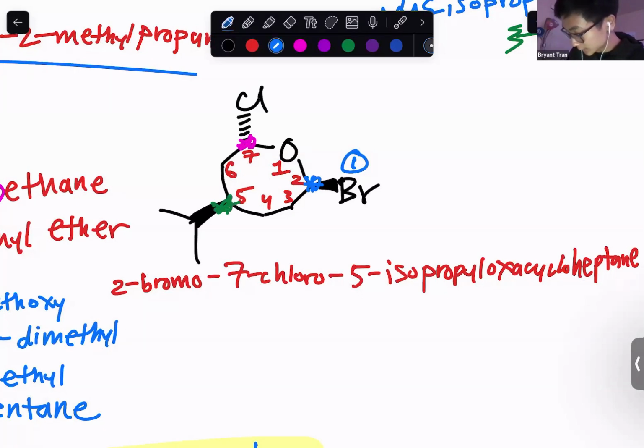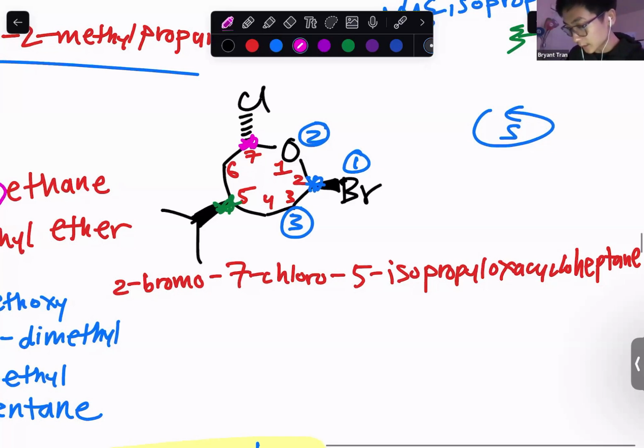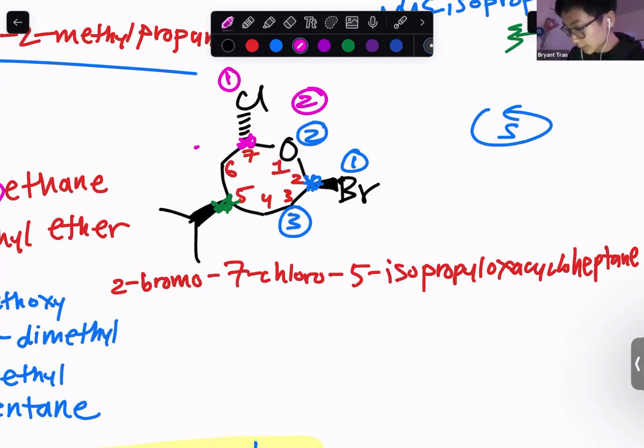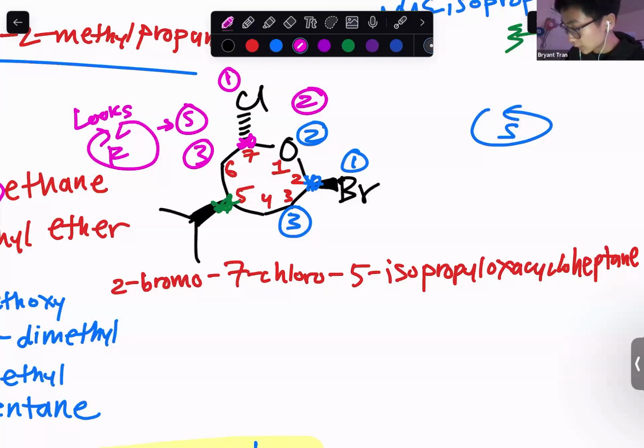The blue one, that's 1, that's 2, that's 3. Going this way is S, and it stays S because the hydrogen is on the lowest priority already. For pink, that is 1, that is 2, that is 3. Going this way, it looks R, but it's actually S because the lowest priority group is on the wedge. So we flip what it actually looks like right there.